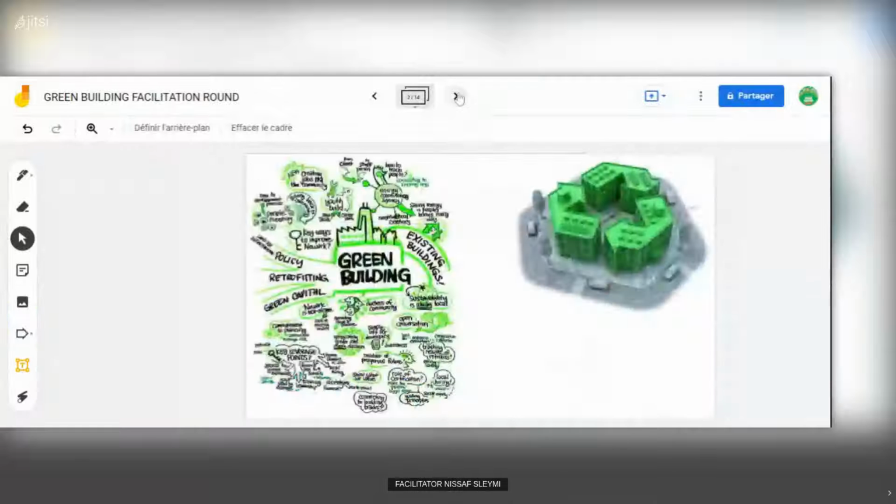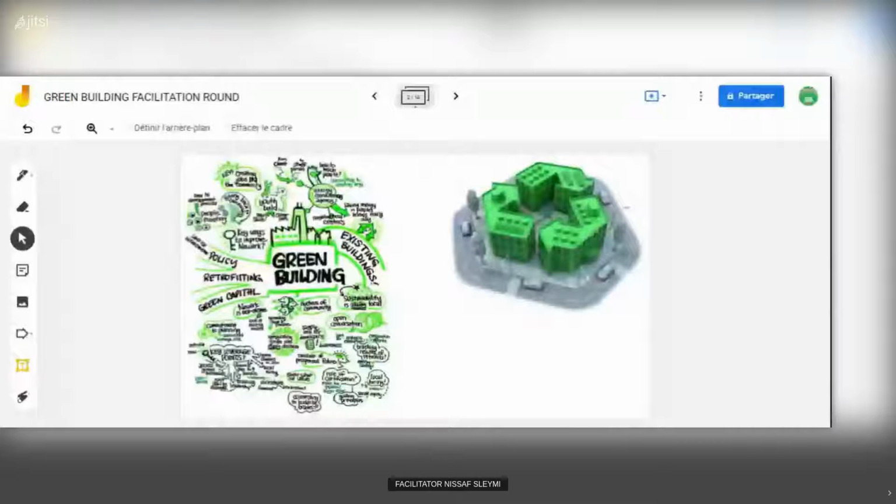So let's see now in the Jamboard. We have two graphic facilitation techniques. To move deeper about that, it's about green buildings. But when we want to explain green buildings, what we wanted to say, it means what kind of question that we want to align with these green building practices. It's a question of environment.